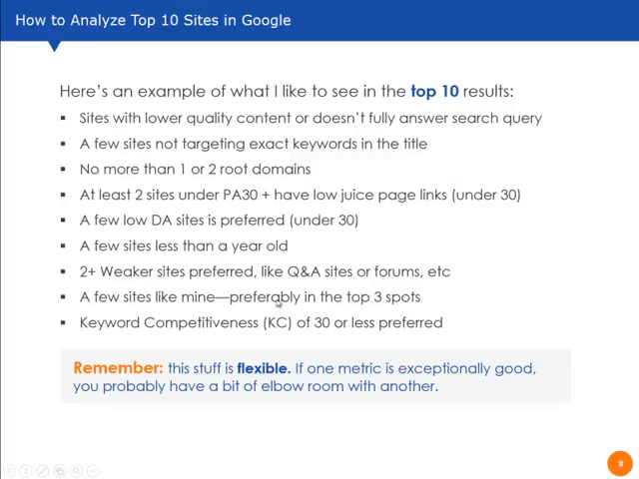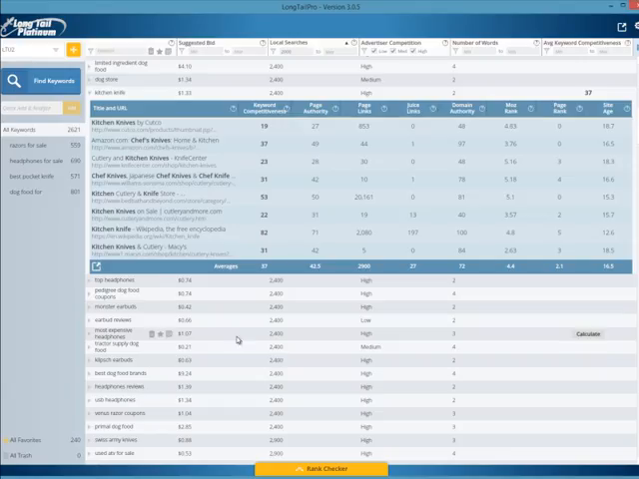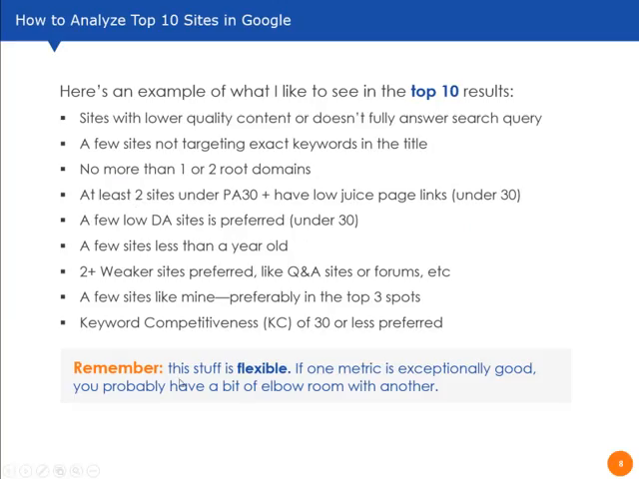A few sites like mine. If I'm building out an authority site or an affiliate site and I want to talk about kitchen knives, preferably in the top 3 sites, I don't see a single one of those. These look like all e-commerce sites, I can already tell just by looking at them, that are selling knives.